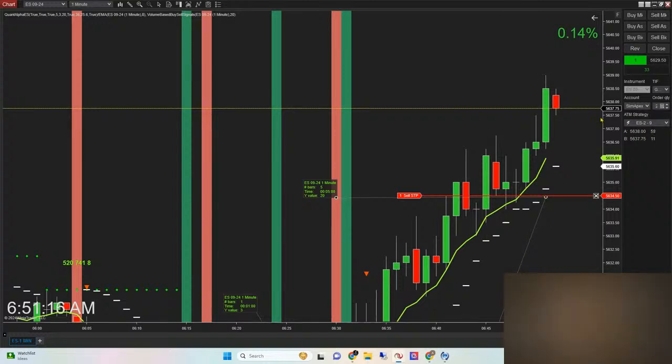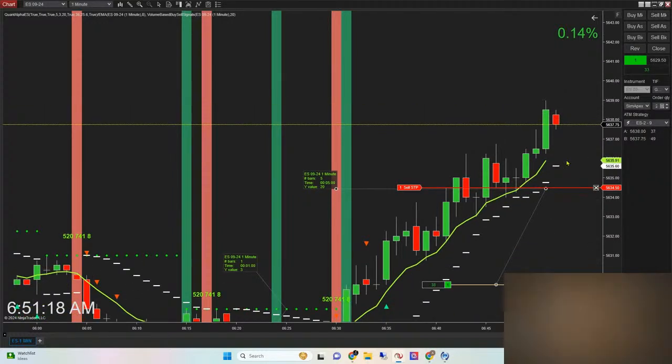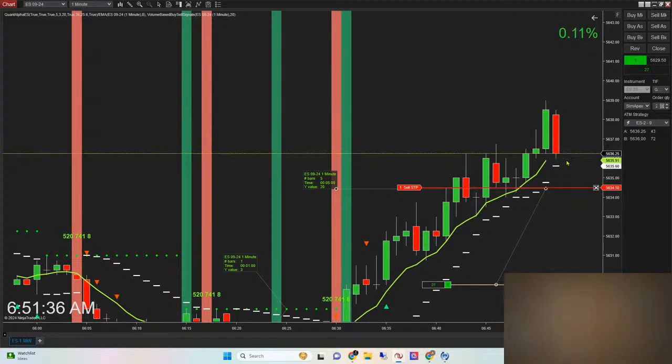We secured 20 ticks plus 4, 8. So we secured 28 ticks so far. This is how easy it is, the Quant Alpha system trade. It's not difficult, it's not rocket science. It's very simple and easy to use.